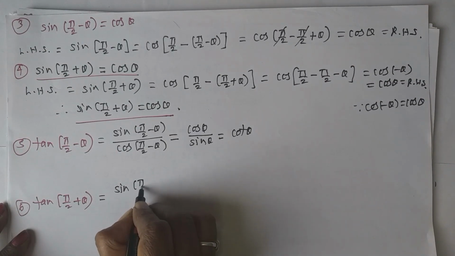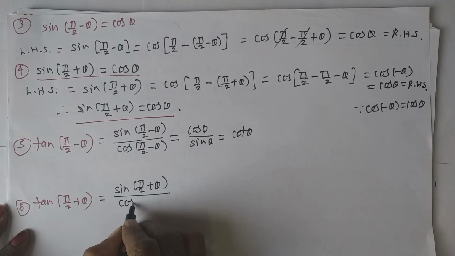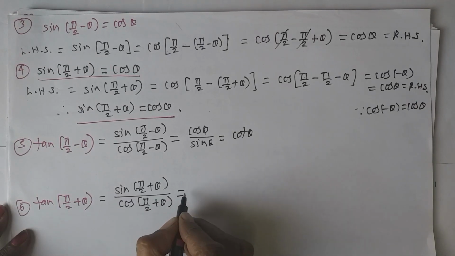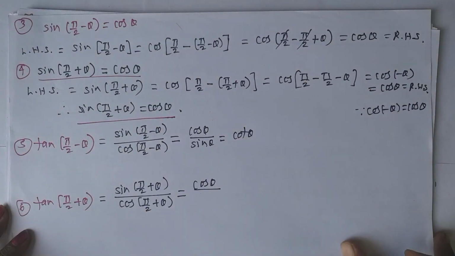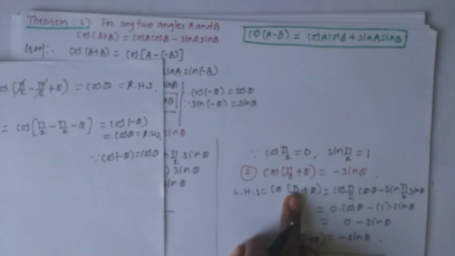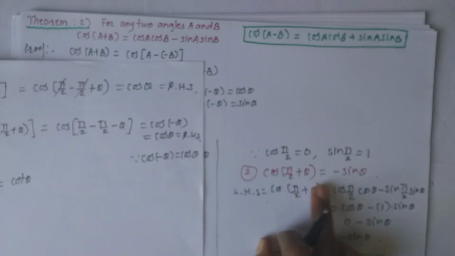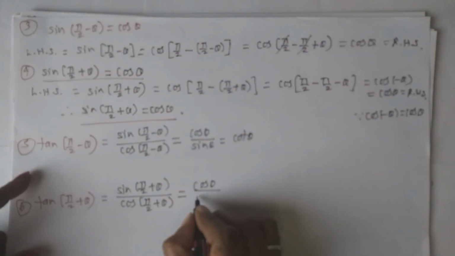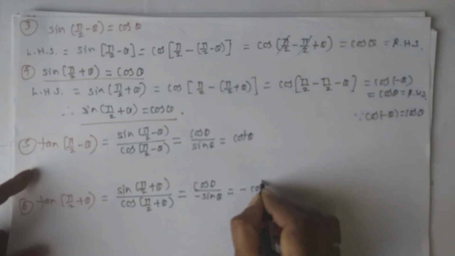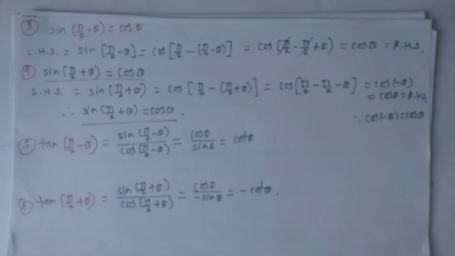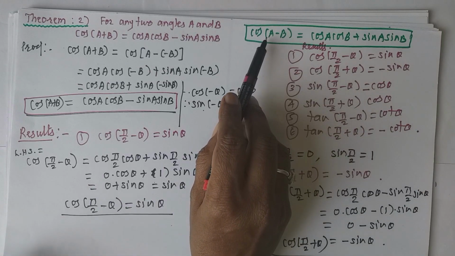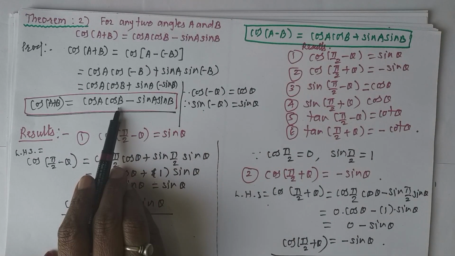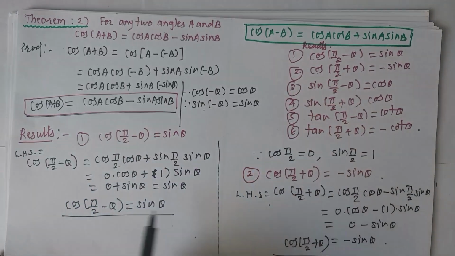Now this will be what? This will be sin pi by 2 plus theta divided by cos pi by 2 plus theta. What is the value of sin pi by 2 plus theta? That is cos theta. And the value of cos pi by 2 plus theta, from our result, is minus sin theta. I will write that, and I will get here minus cot theta. In this way, we have proved the 6 results. If you remember this basic formula, from this formula we are able to derive the proof of these 6 results.